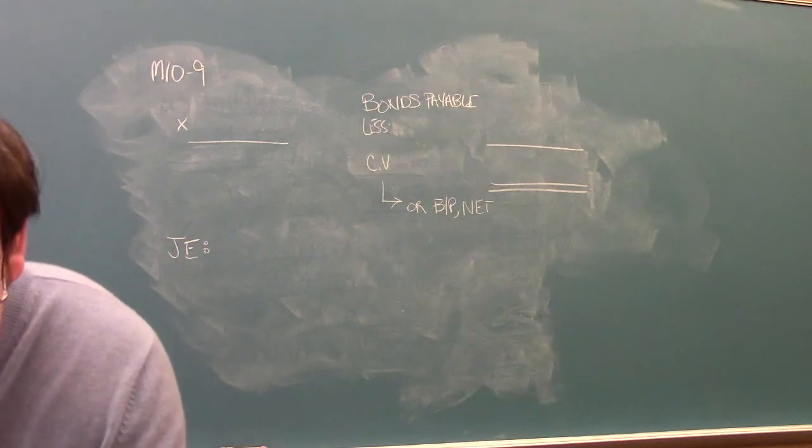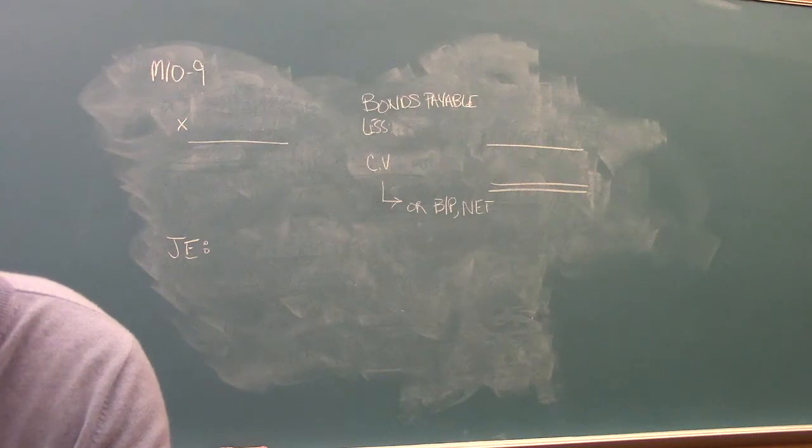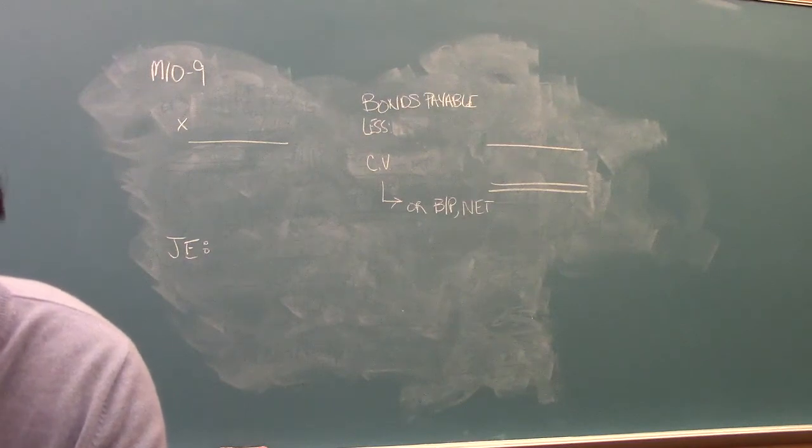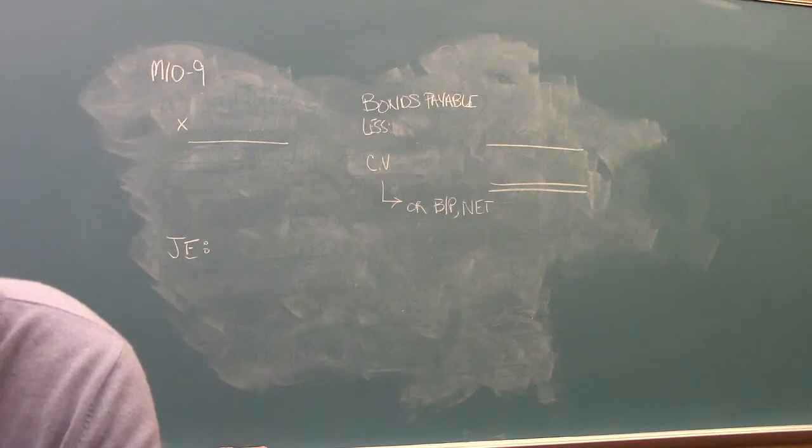M10-9 says E-Tech Initiatives Limited plans to issue 500,000 10-year 4% bonds. Interest is payable annually on December 31st. All of the bonds will be issued on January 1st, 2013. Show how the bonds were reported on the January 2nd, 2013 balance sheet if they are issued at 97.